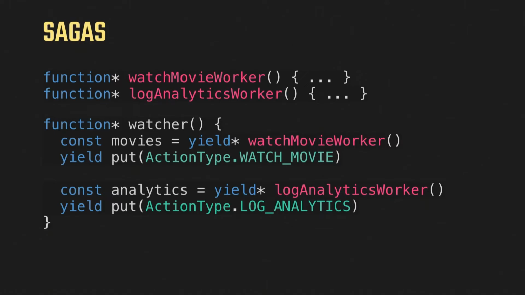Sagas. I'm not showing you the same code over and over. The watch movie worker is going to be sort of the same idea. Same thing for log analytics. But the way you handle several requests in Saga is that you basically wait for an action. As the watcher is waiting for an action, you load the watch movie worker, and you dispatch a watch movie success action or a log analytics action, right? This code is way more readable, and you can do way more things with it versus the other code. I could also reuse this code in other places if I wanted to.